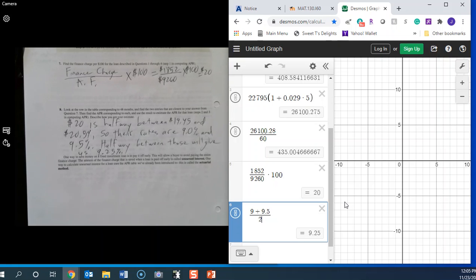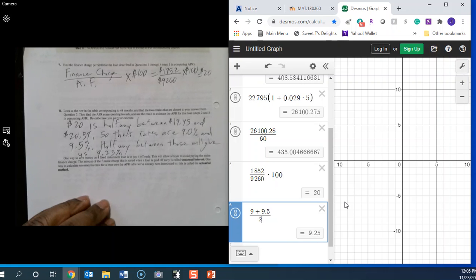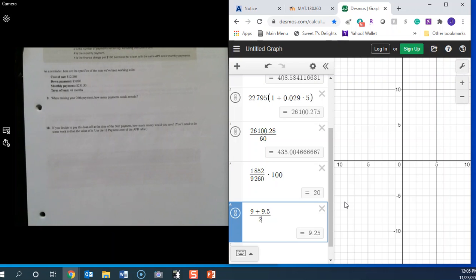Okay, now, it says here, one way to save money on a fixed installment loan is to pay it off early. This would allow a buyer to avoid paying the entire finance charge. The amount of the finance charge that is saved when a loan is paid off early is called unearned interest. One way to calculate unearned interest for a loan uses the APR table we've already been introduced to. This is called the actuarial method.